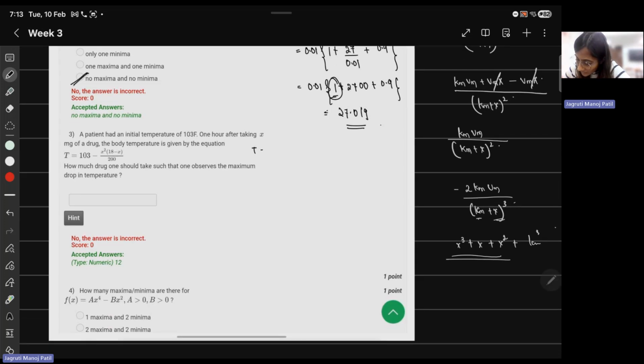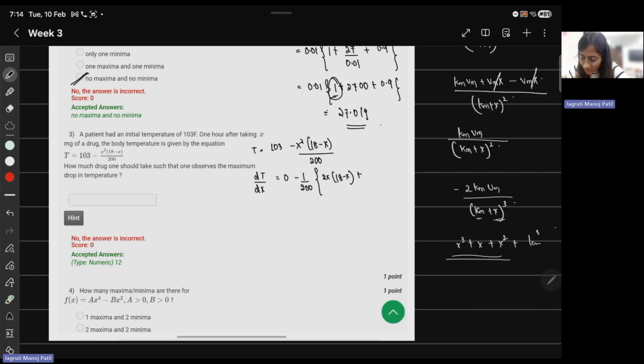So you have T equals 103 minus, and then x squared times 18 minus x divided by 200, right? You have things like this. Now you do dT by dx. You get this as 0. You get this as, okay, now you apply product rule over here. But before doing that, you take the constants outside. Now you do the product rule here. So for the first one, you have 2x and then you have 18 minus x as constant.